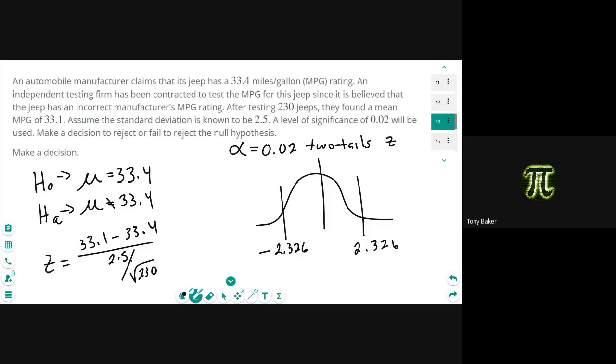I get negative 1.82. So it's in here. It fails to reject. So there's not significant enough information to reject the claim that it is incorrect, or to accept the claim that it is incorrect.